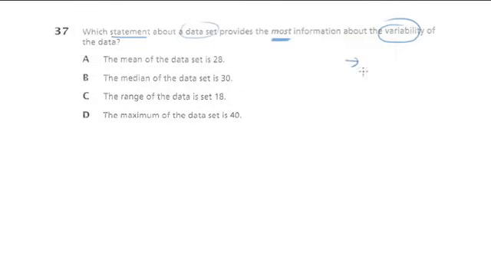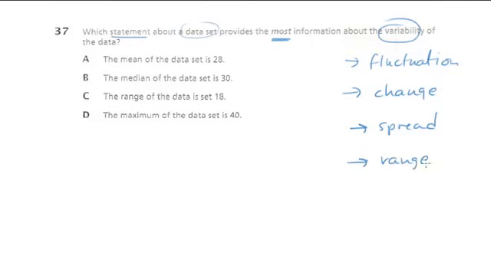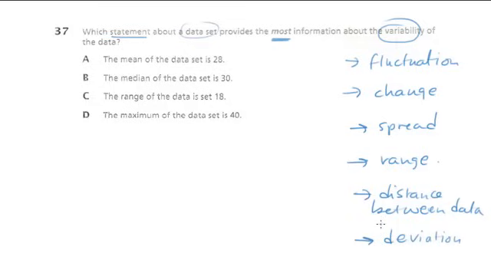Now, straight away, when we're thinking variability, we're thinking fluctuation, we're thinking change, we're thinking spread, we're thinking range, we're thinking the distance between the data, we're thinking of the deviation, we're thinking all of these things that are connected with variability. Notice we're not thinking about the average, because the averages are really the measures of center. So let's take a look in here.